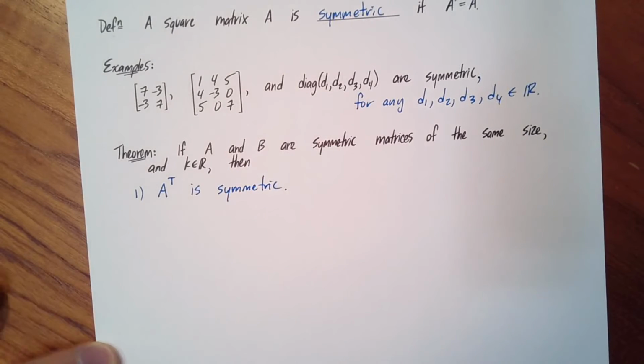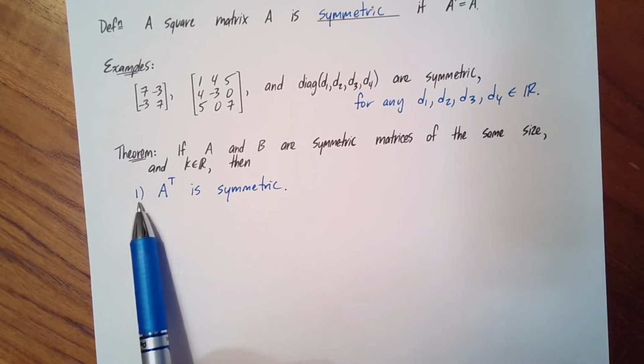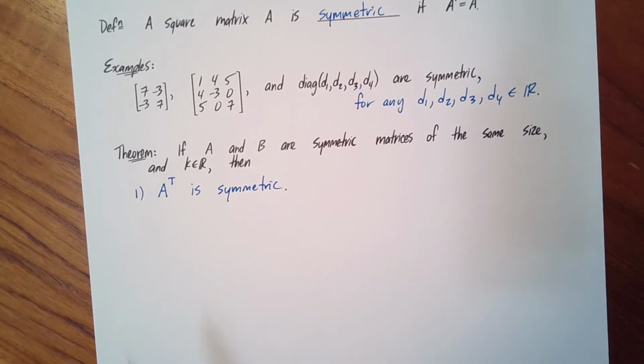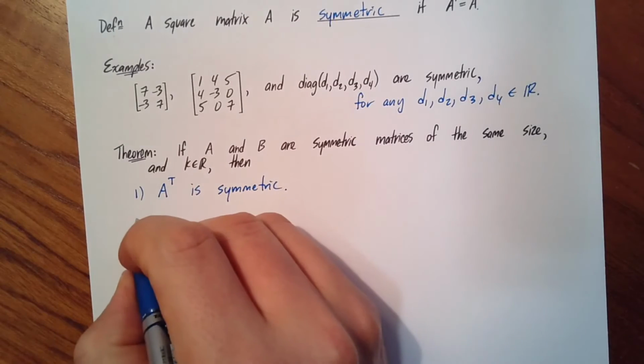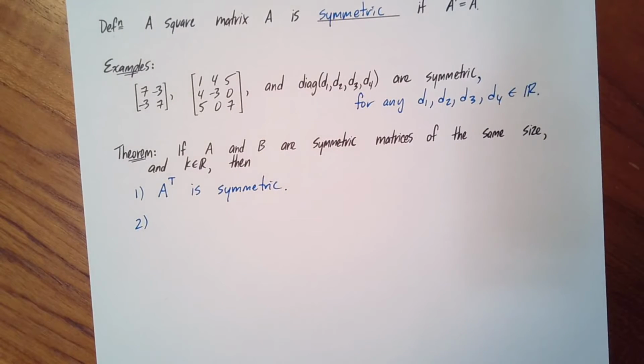And why is that? Well, because A transpose is equal to A. So there's not much of a mystery there, right? It's almost so self-evident you wouldn't even write it down. But nonetheless, we'll still write it down.